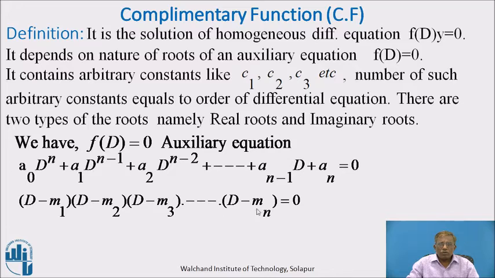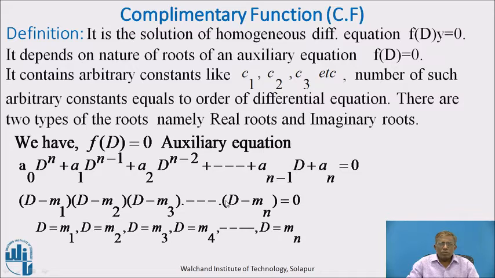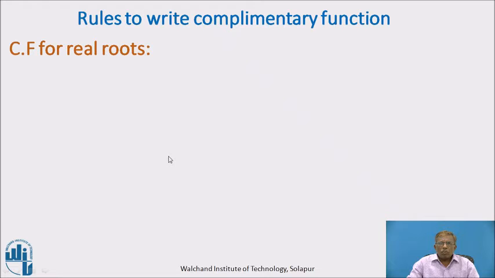When product of factors equal to 0, then equate each factor equal to 0, we get values of D. Therefore, D minus m1 equal to 0 gives D equal to m1, D minus m2 equal to 0 gives D equal to m2, D minus m3 equal to 0 gives D equal to m3, and so on. D minus mn equal to 0 gives D equal to mn, where m1, m2, m3, m4 and so on mn are constants. So each value of D is called a root of an auxiliary equation. Now rules to write complementary function.